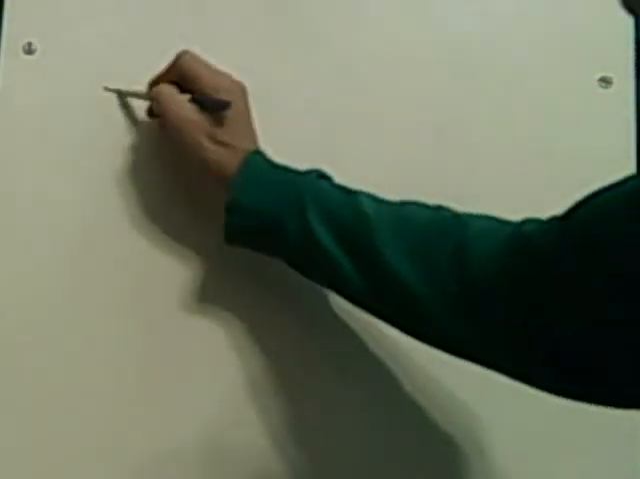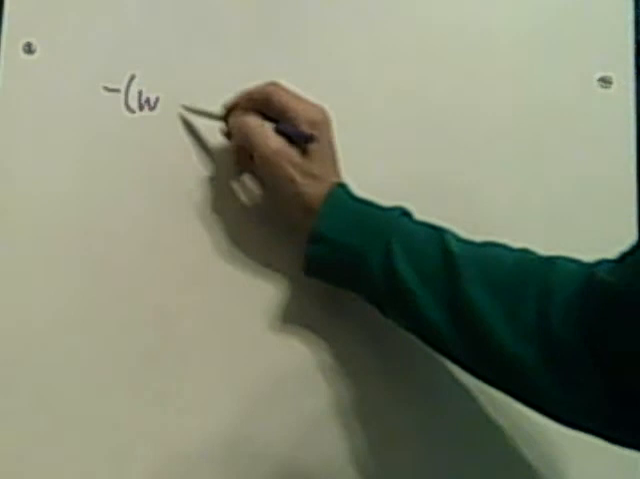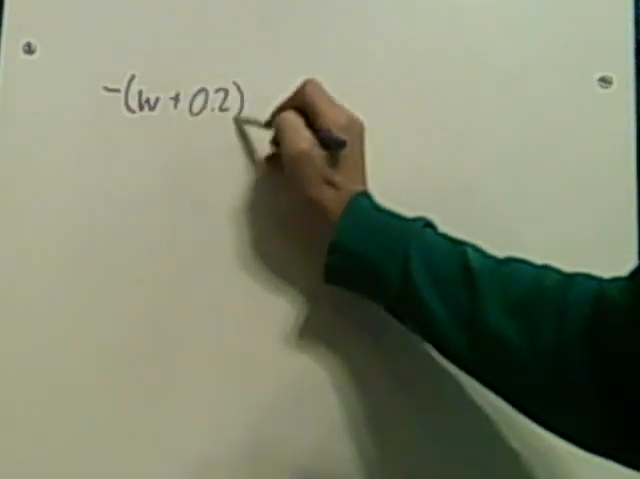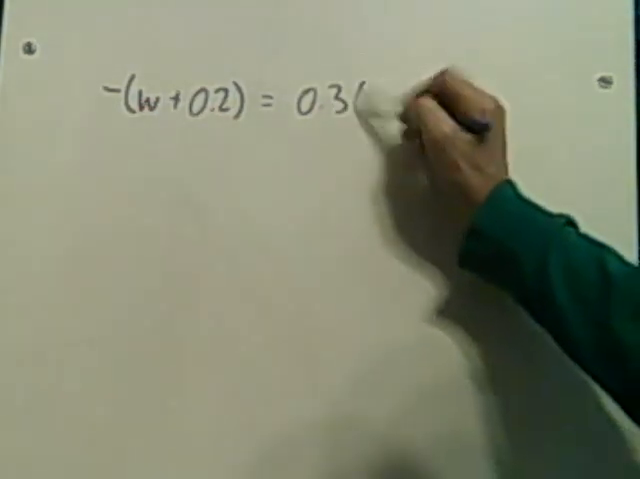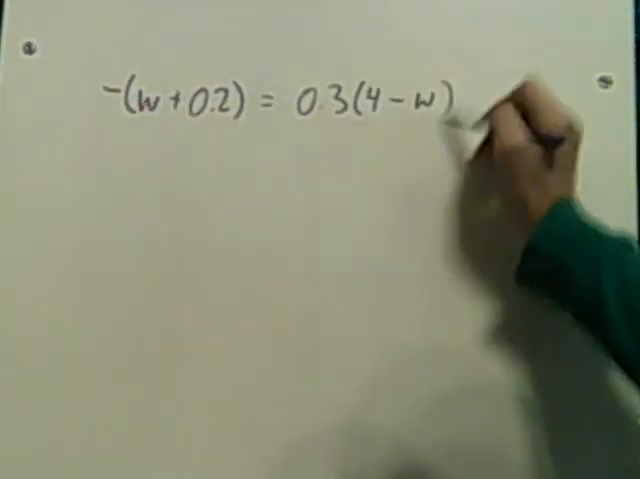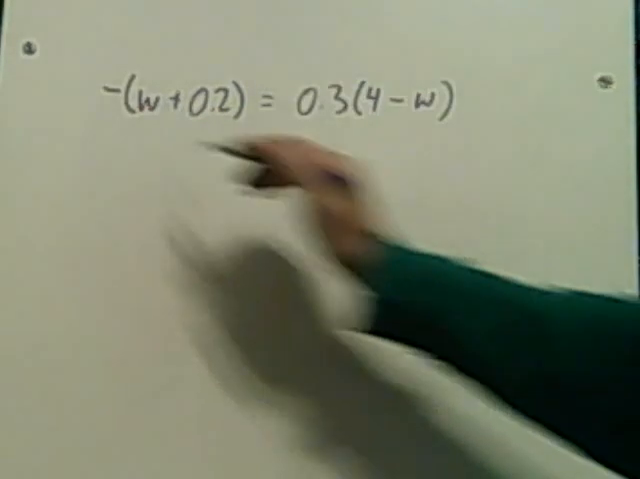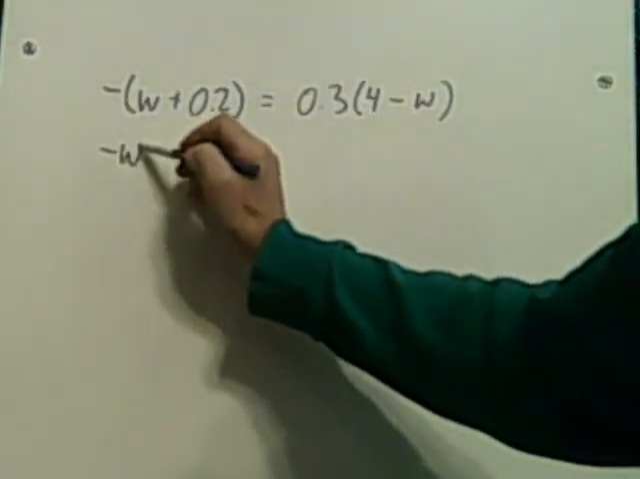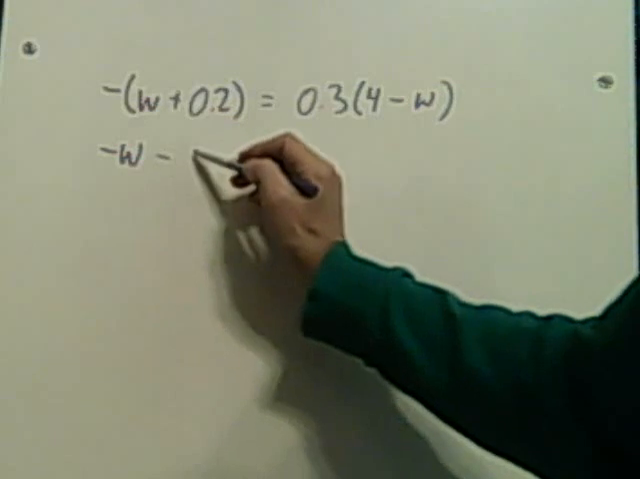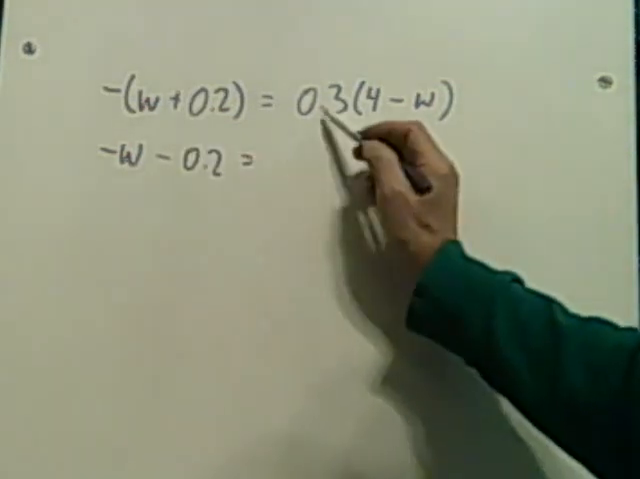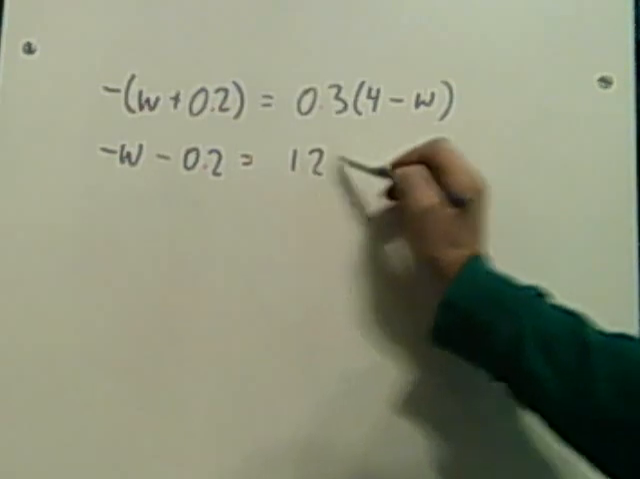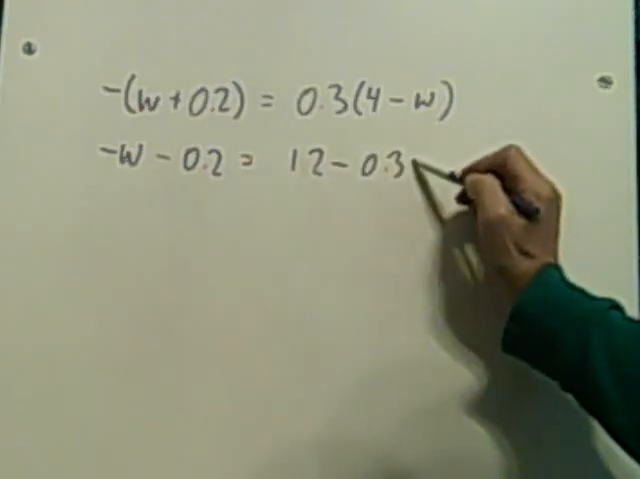Okay, that was 58. Now we'll go on to 62. Minus w plus 0.2 is equal to 0.3 times 4 minus w. Okay, we want to get all the w's on one side, so we're going to multiply by the negative 1 on both these terms to get negative w, negative 0.2. This side we're going to get 0.3 times 4, that's 1.2, minus 0.3 w's.